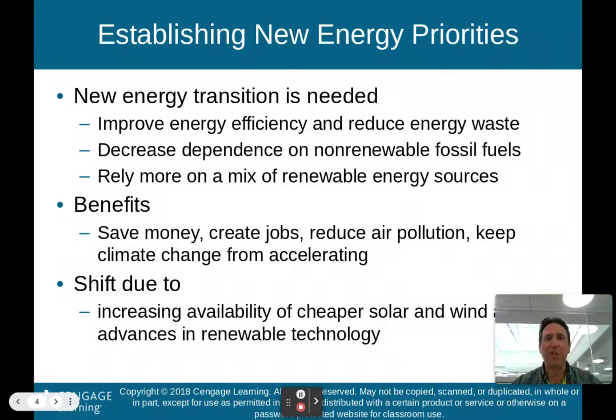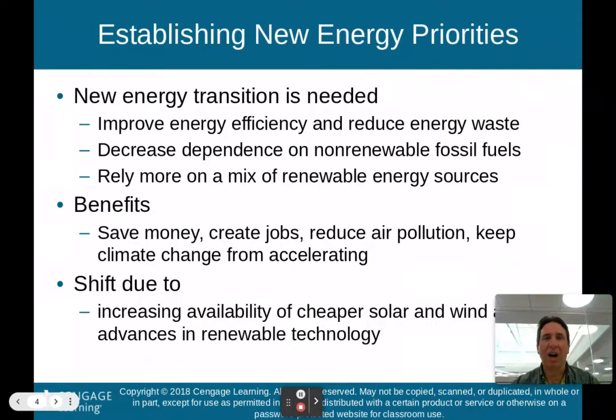So again, this new energy transition is needed. We need to improve energy efficiency, and we need to reduce energy waste. We need to decrease our dependence on non-renewable fossil fuels, like I was talking about, and we need to rely more on a mix of those renewable energy sources that we're going to talk more about in detail as we go through part one and part two of this lecture on Chapter 15.